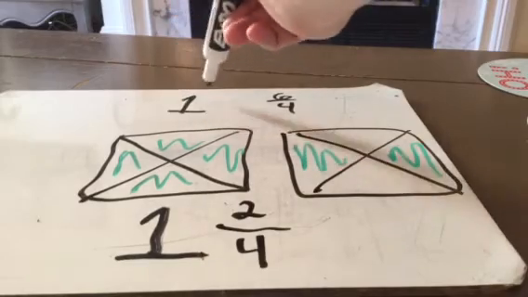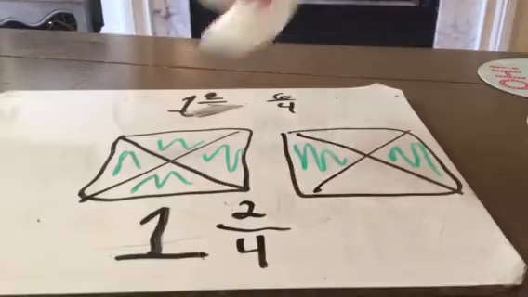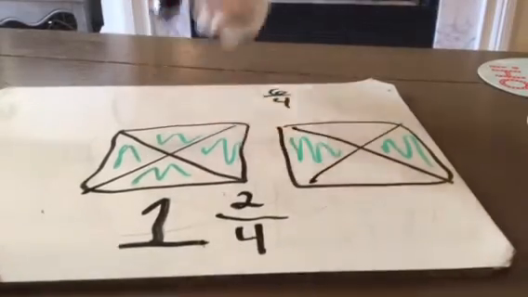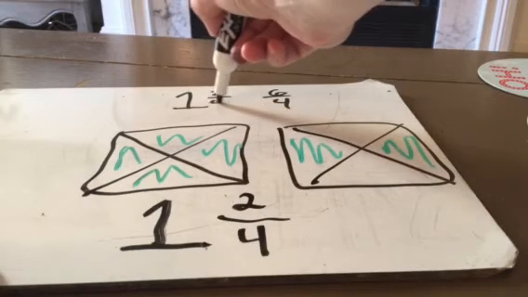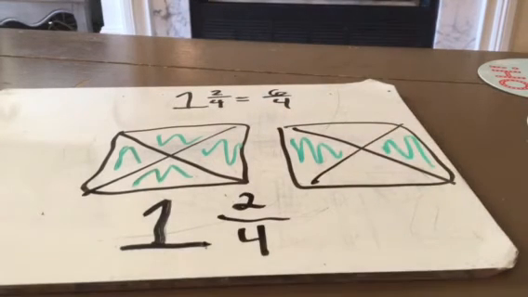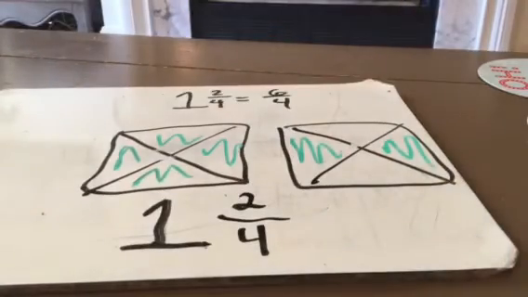So 1 2/4 is equal to 6/4. Whoopsie, oh my goodness, that's what happens when I am saying different things than what I'm writing. 1 2/4 equals 6/4. They're just two different ways to write the problem. And when you think about it, it makes sense because this is 4/4 plus 2/4 is 6/4, but 4/4 is also equal to 1 whole.